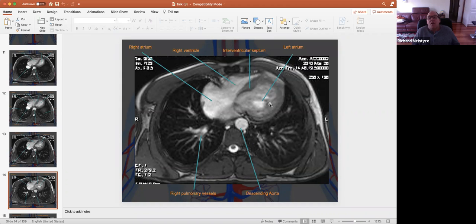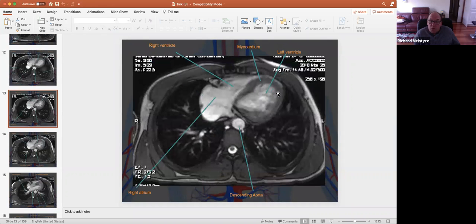That's how you can say that's the left ventricle, not only because it's mainly on the left side, but also because it's got its nice thick myocardium. And if we go through it, maybe that slice is better. We can see the thick myocardium as opposed to the thin right ventricle.